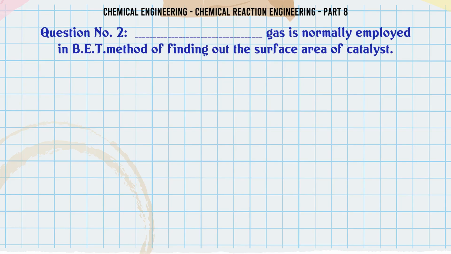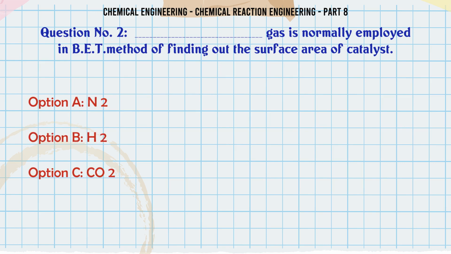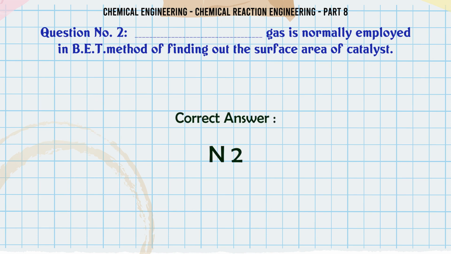Gas is normally employed in B.E.T. method of finding out the surface area of catalyst. A. N2. B. H2. C. CO2. D. He. The correct answer is N2.